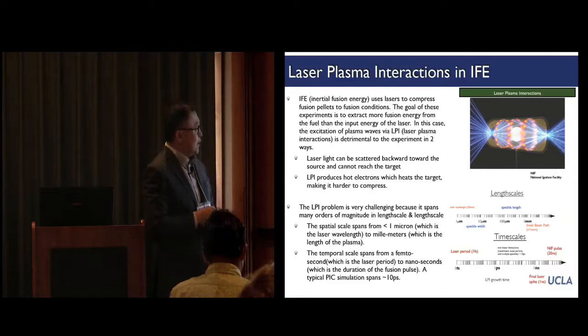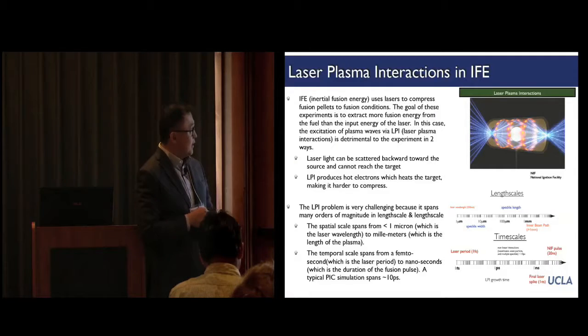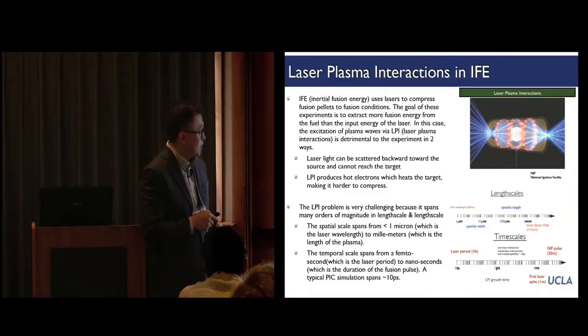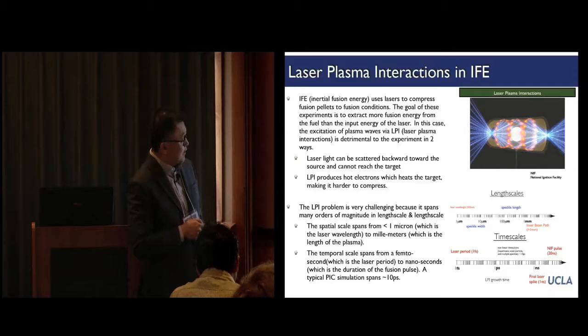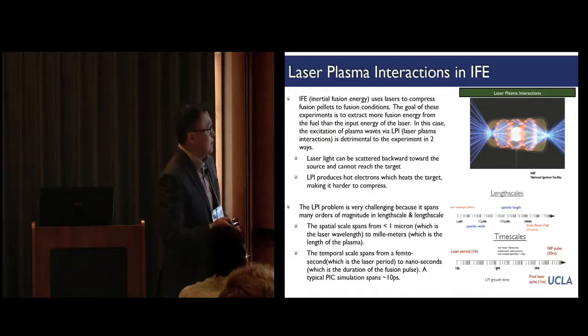Because in laser fusion, laser-plasma interactions can be detrimental to these experiments for two reasons. One, the laser light can be scattered backwards toward the source and cannot reach the target. And also, the laser light, as you've seen before, produces plasma waves, which can accelerate electrons. These electrons can then heat up the target and increase the temperature and pressure of the fusion target, making the target much harder to compress with the laser. So here, the goal is to minimize the laser-plasma interactions as much as possible.